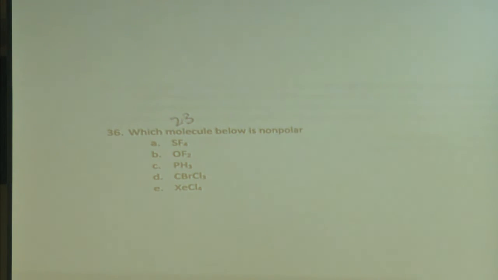Which molecule below is non-polar? So we did sulfur tetrachloride. Will that be any different than sulfur tetrafluoride? No, it's sulfur bonded to 4 halogens. Everything's going to donate the same amount of electrons, and everything's going to have generally the same pull on polarity. So we saw sulfur tetrachloride was polar, so we can assume that sulfur tetrafluoride will also be polar, right?